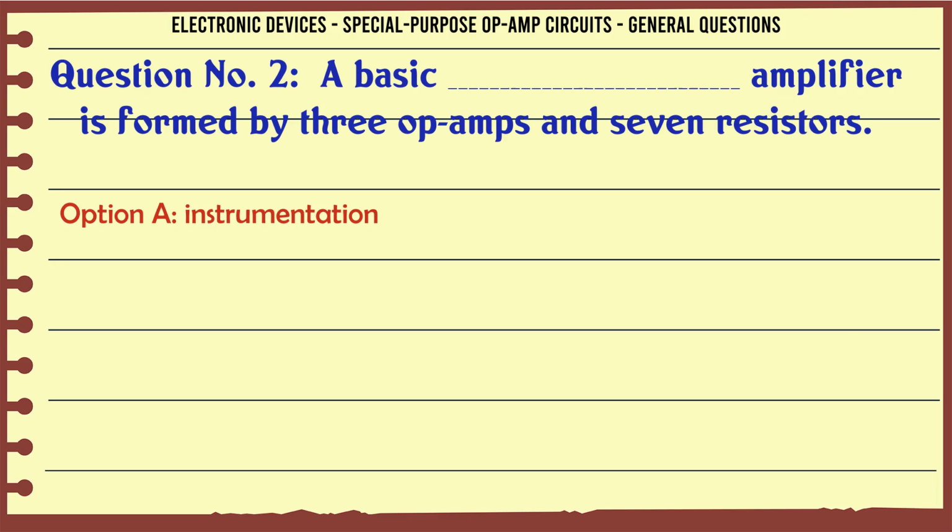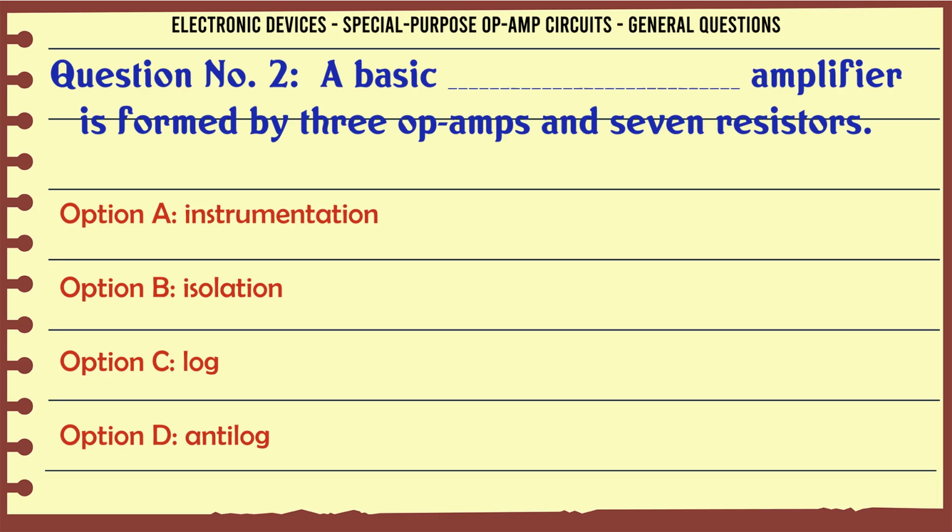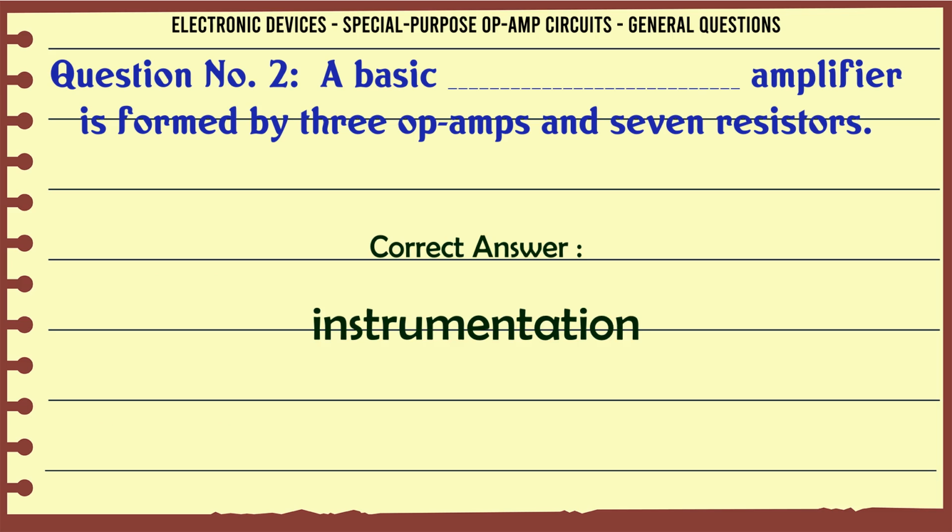A basic amplifier is formed by 3 op-amps and 7 resistors: A. Instrumentation, B. Isolation, C. Log, D. Antilog. The correct answer is instrumentation.